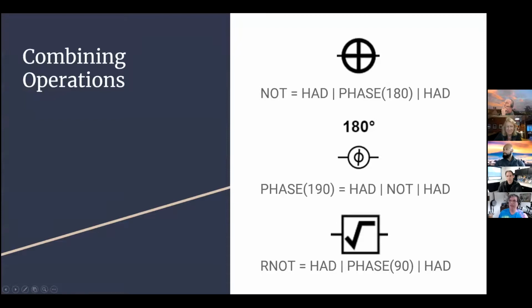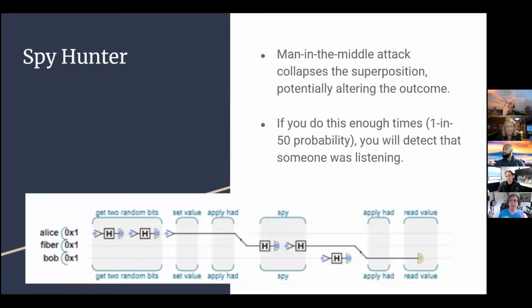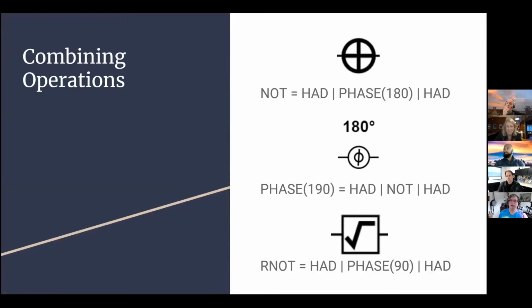And the same thing, oh, look at that. I have a really bad typo there. Let me fix that. Oh, except not there. Here we go. Okay, it's not a terrible typo, but it should be 180, not 190. So we can take a phase 180 and decompose it to a had not had.